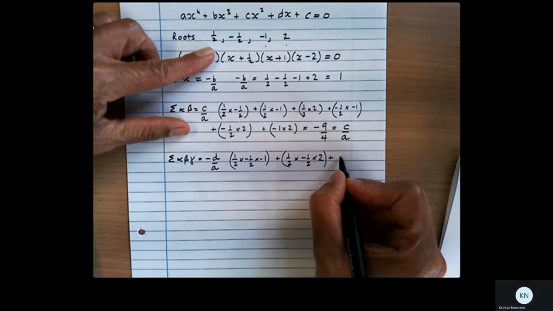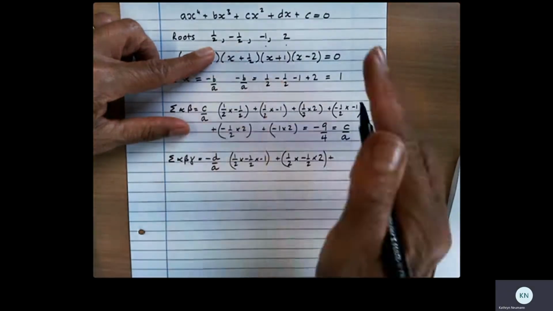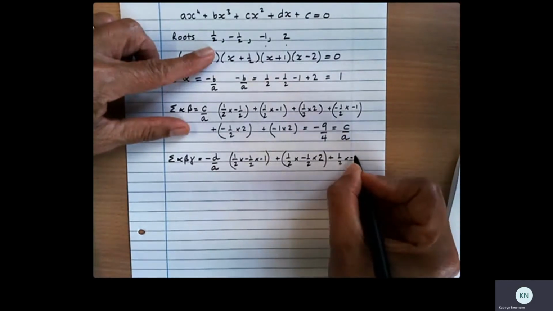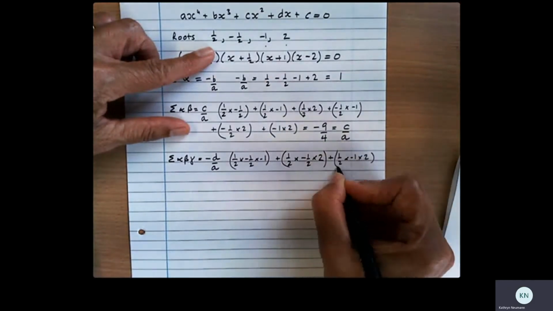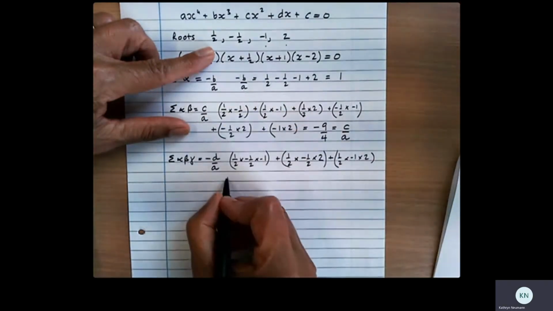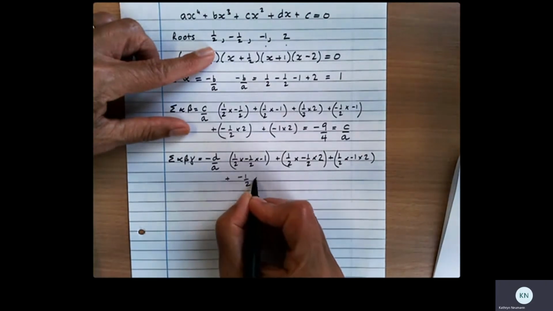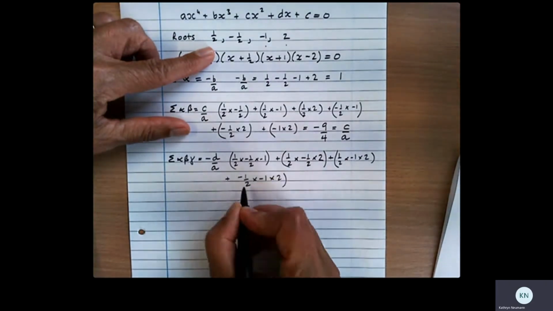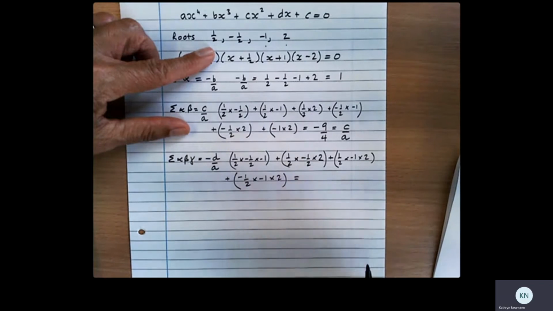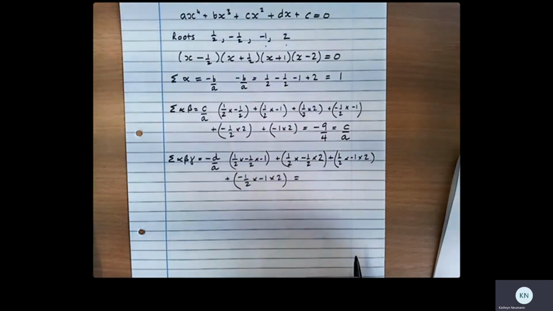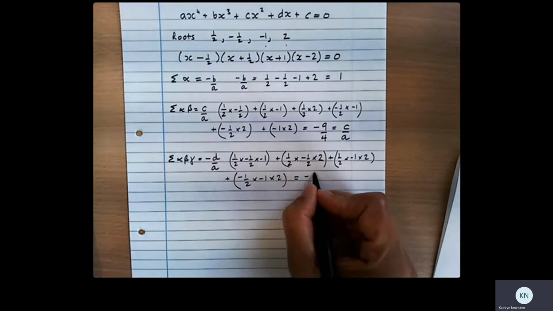Plus, we're going to miss out this one this time. So a half multiplied by minus 1 multiplied by 2. And then the final one will be minus a half multiplied by minus 1 multiplied by 2. And when you work all of that out, you will get minus 1/4.